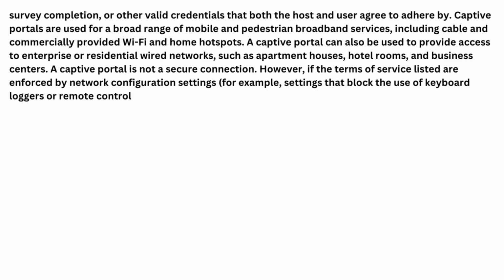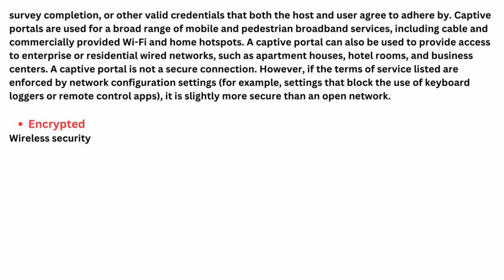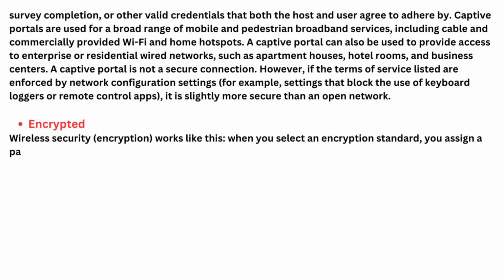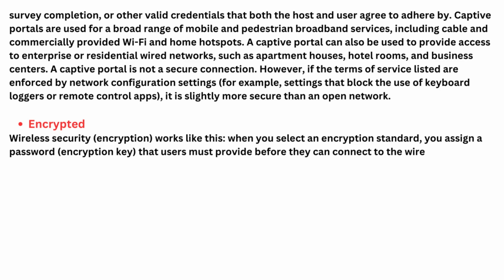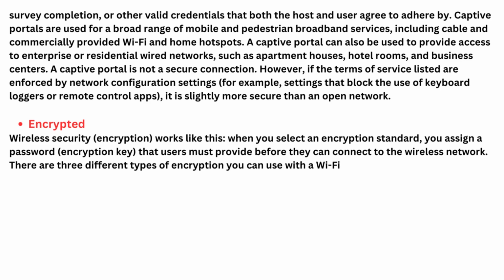Encrypted. Wireless security, encryption, works like this. When you select an encryption standard, you assign a password, or encryption key, that users must provide before they can connect to the wireless network. There are three different types of encryption you can use with the Wi-Fi network: WEP, WPA, WPA2. WEP. Wired Equivalent Privacy, WEP, was the first type of wireless security developed.